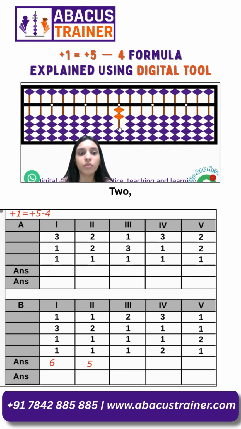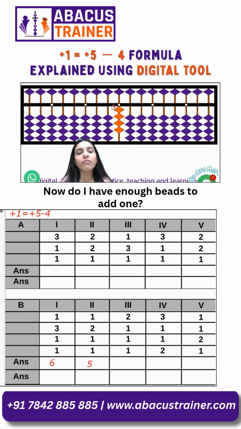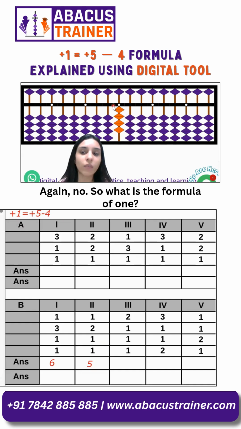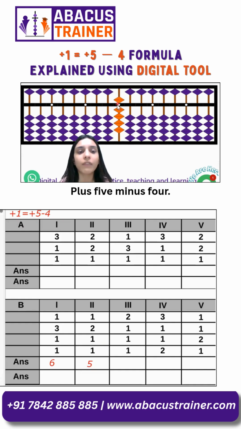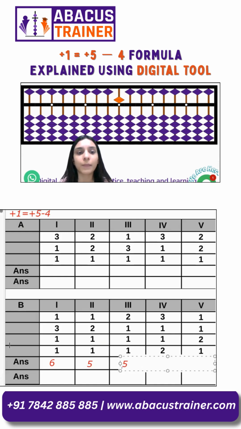2, 1, again 1 plus 1 now. Do I have enough beads to add 1? Again, no. So what is the formula of 1? Plus 5 minus 4. My answer is 5. Next.